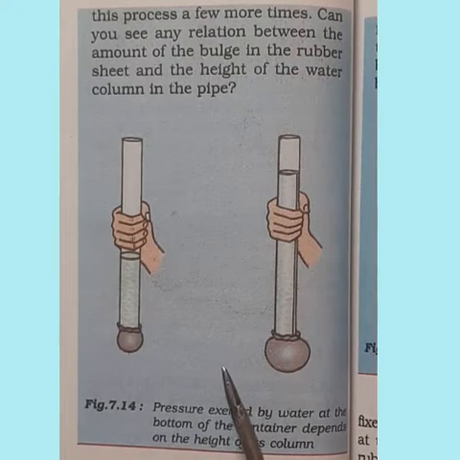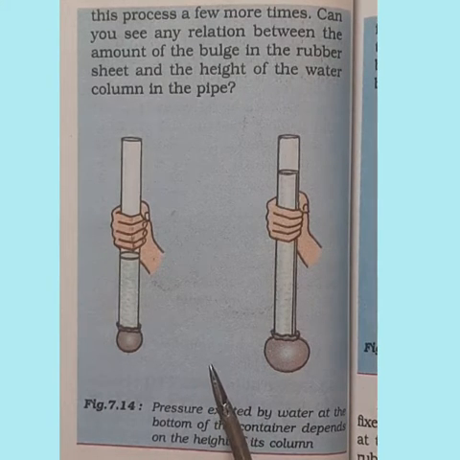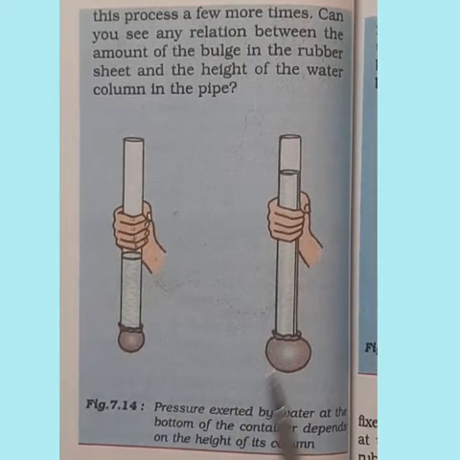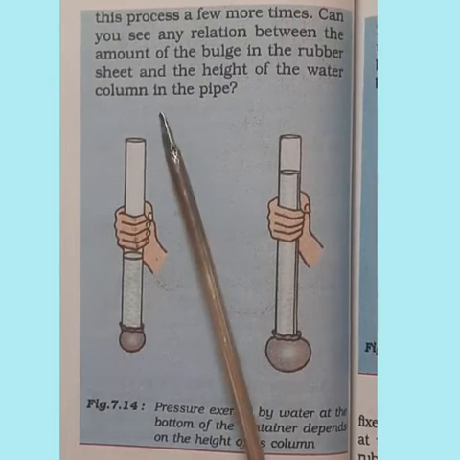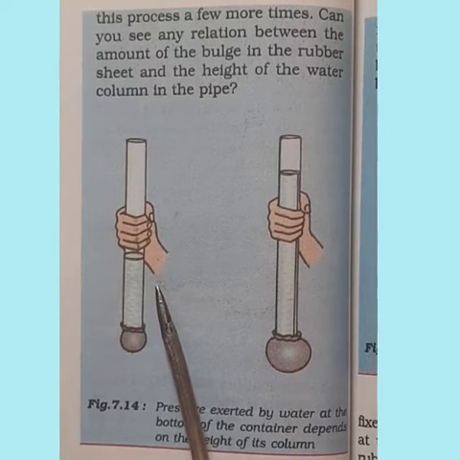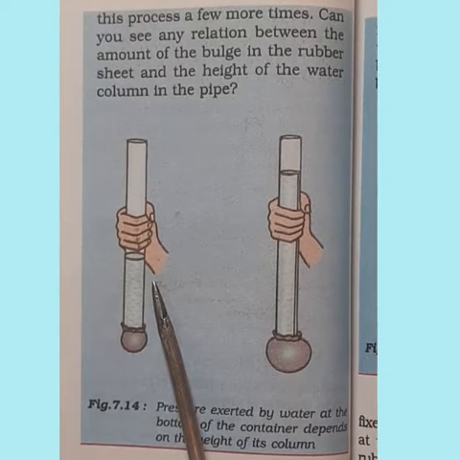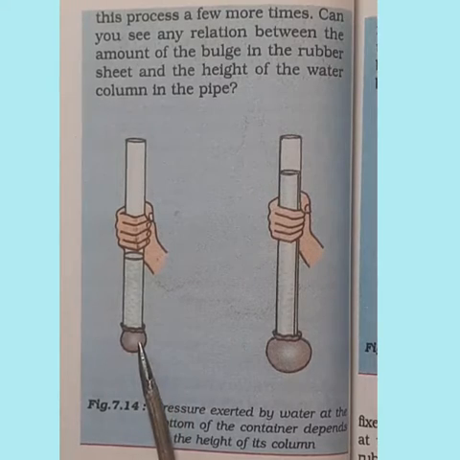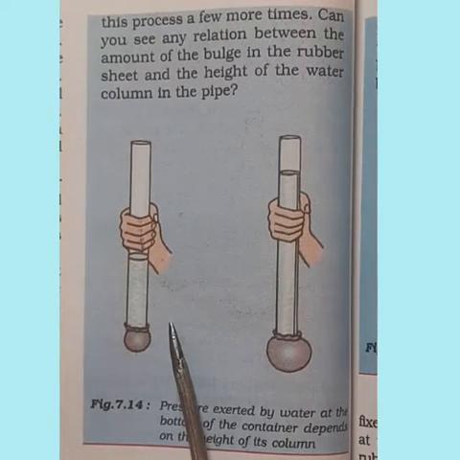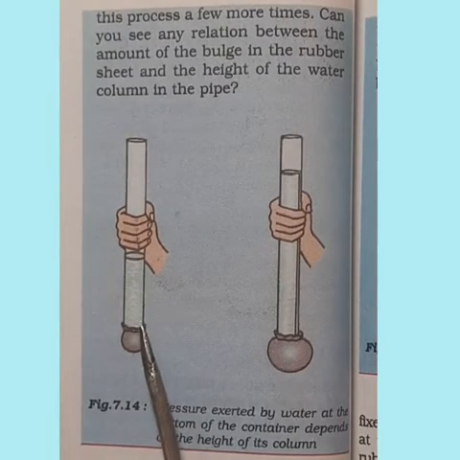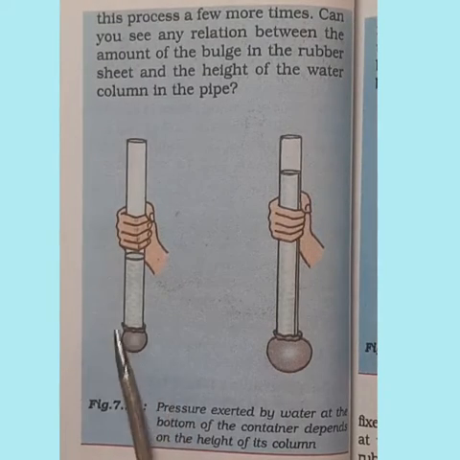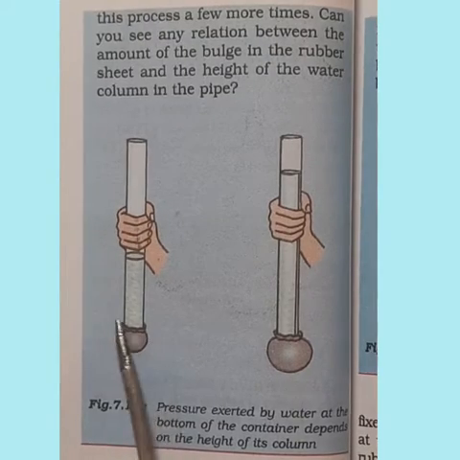We must understand that liquids and gases also exert pressure. One example is given here. We have to take a transparent glass tube or a plastic tube and a thin sheet of good quality rubber, or you can use a balloon also. Then the rubber sheet or the balloon must be tightly tied to one end of the pipe.